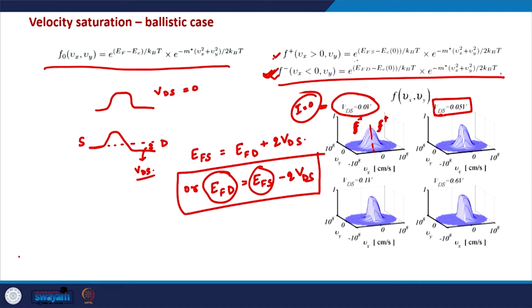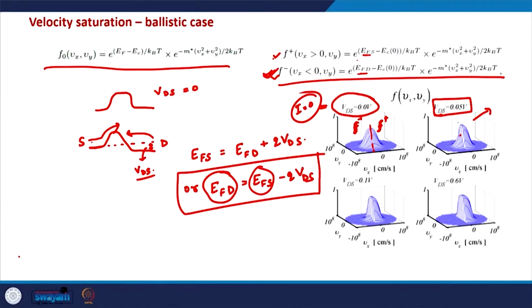equation, when EFD is smaller than EFS, in that case this F minus values will be smaller than the F plus values. So that's what we exactly see, and here as you can see that the positive half of this distribution function is larger as compared to the negative half of the distribution function of the velocities. That is there because now for the negative velocity electrons, the electrons from the drain side, the barrier is slightly more than the barrier for the positive velocity electrons. So that's why the probability that an electron from the drain side will cross the barrier is now less, and that's what is also reflected here.